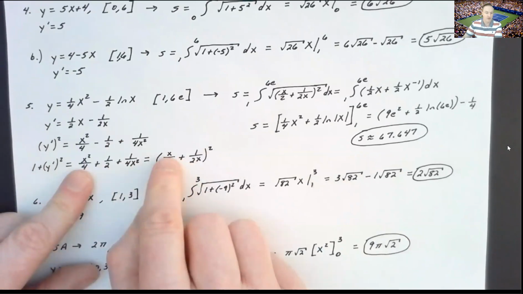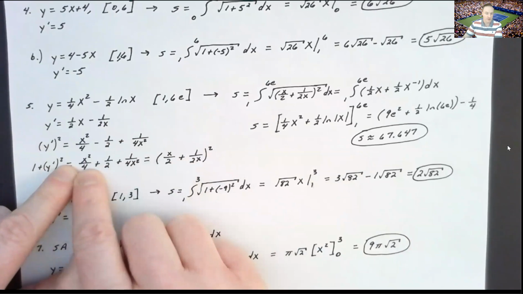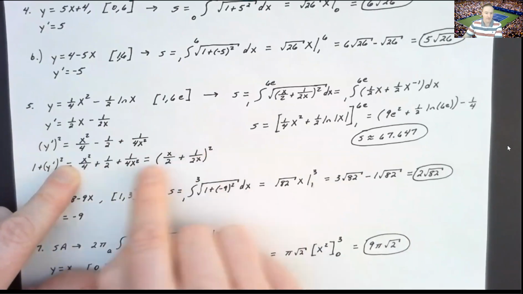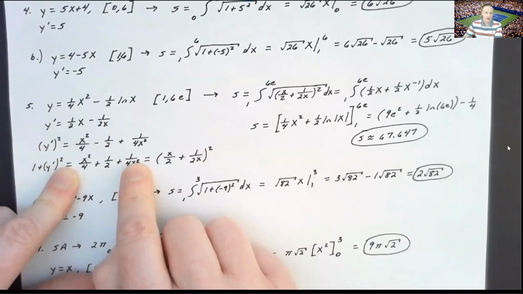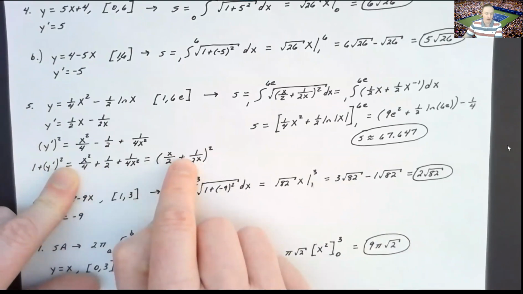where I can say, well, the first term is the square root of this term, which is x over 2. The last term is the square root of this term, which is going to be 1 over 2x. And then in order to obtain that plus 1/2 in the middle, I need a plus here.